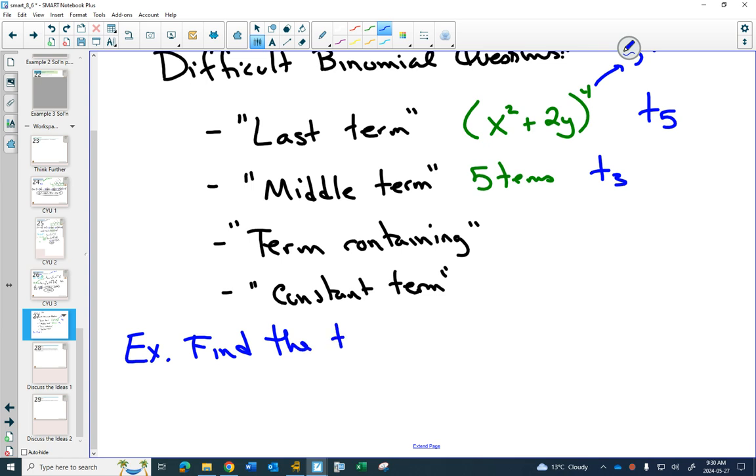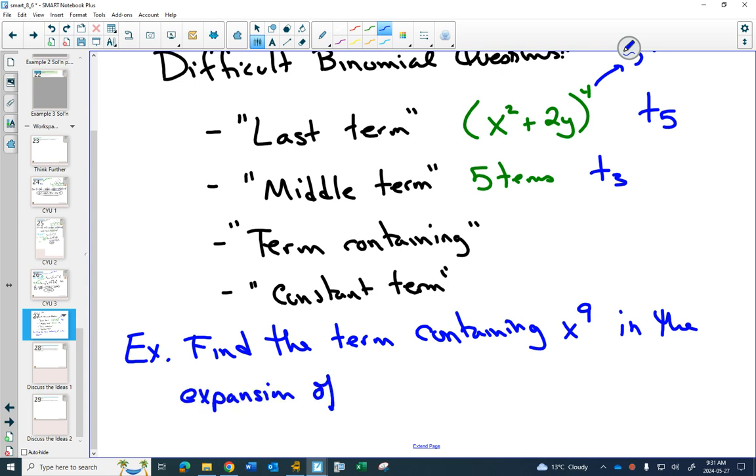Find the term containing, let's do an x to the 9, in the expansion of (3x squared minus 2 over x) to the 9.